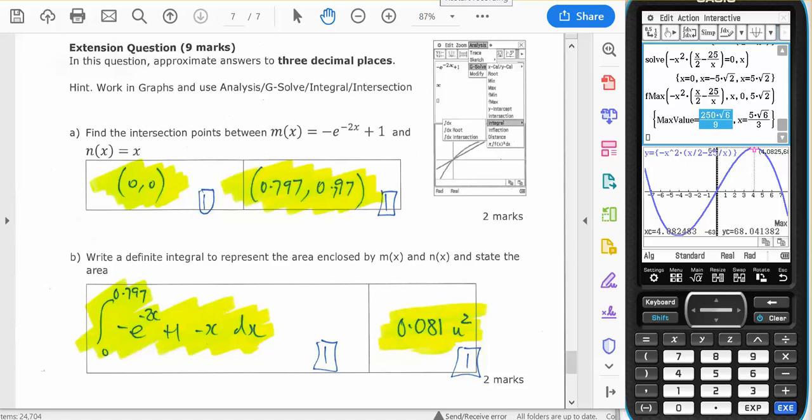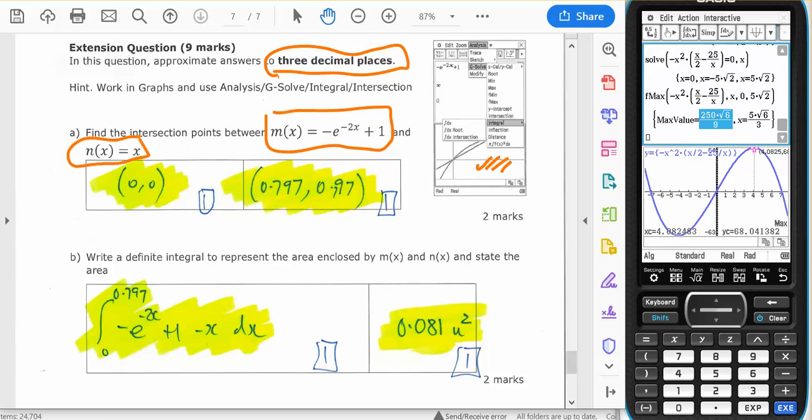Okay, this is the extension question at the end of the topic test. So I can do 3 decimal places, you beauty. I can work in graphing mode. Find the intersection point between this and this.